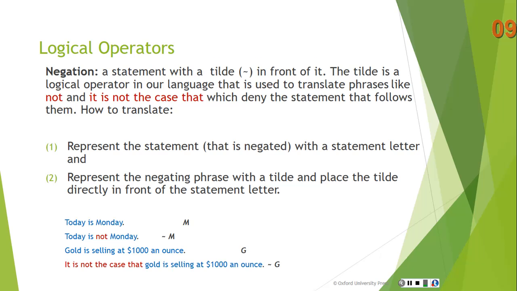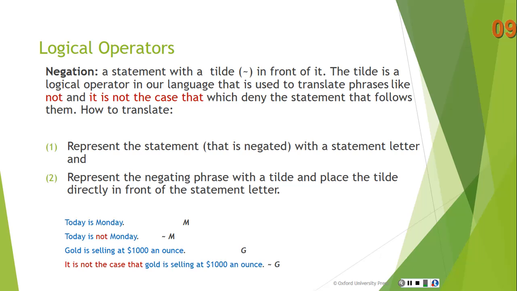So how do you translate those? First, take a statement in English that has a negation. Obama is not president. First, you represent the statement that is negated with a statement letter. So Obama is president, let's represent that with O. Then you represent the negating phrase with the tilde and place the tilde directly in front of the statement. So tilde O. Here are some other examples.